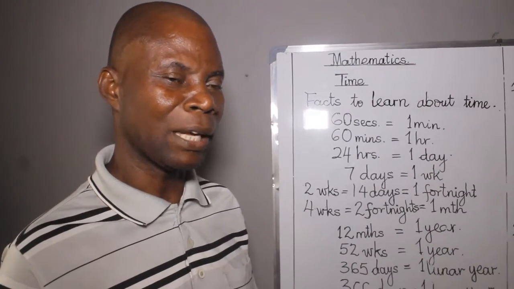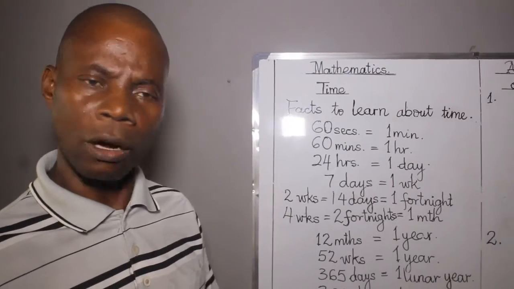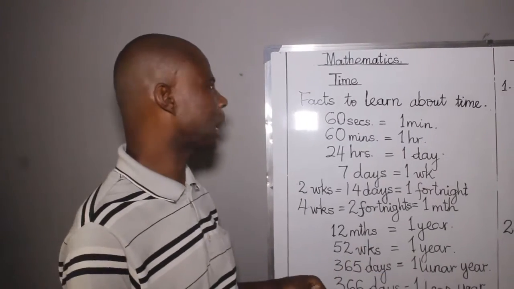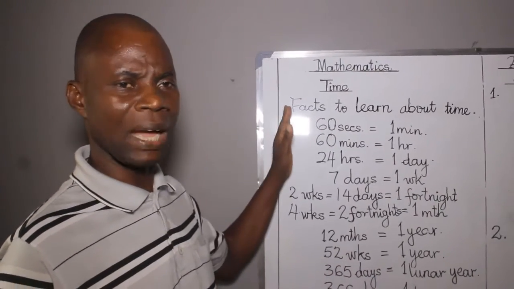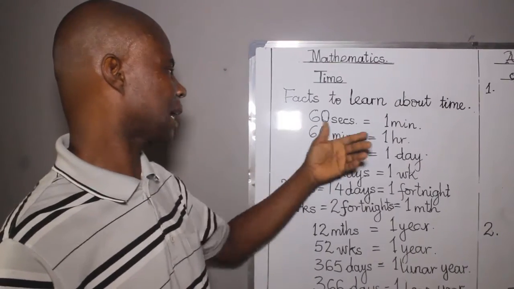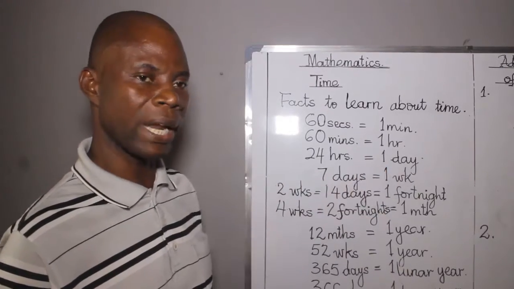It's still on time, but today we're going to take a look at addition and subtraction of time. But we can't do without going back through the basic facts on time. As we can all see, 60 seconds equals 1 minute, 60 minutes, 1 hour, 24 hours, 1 day.